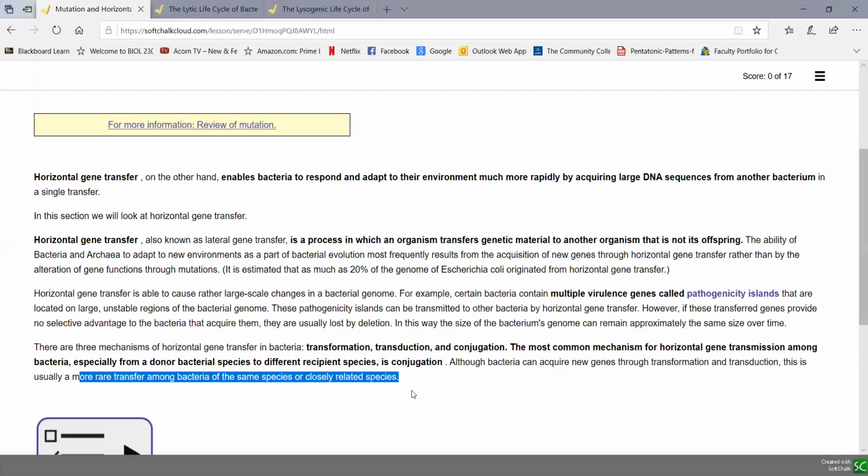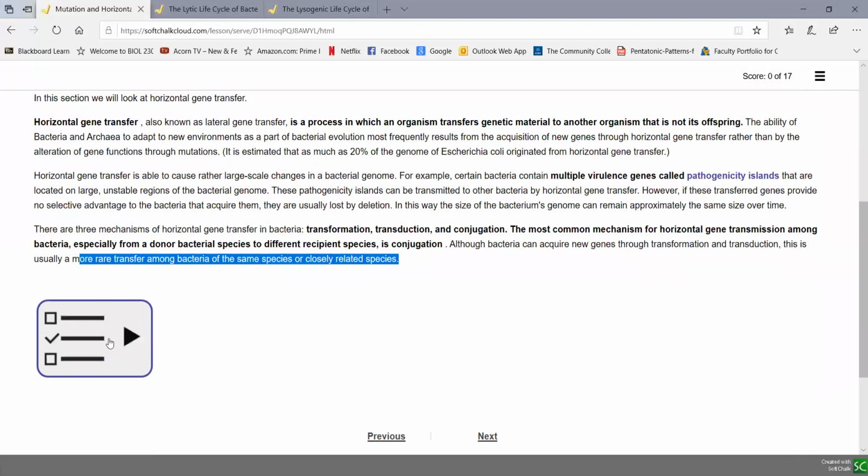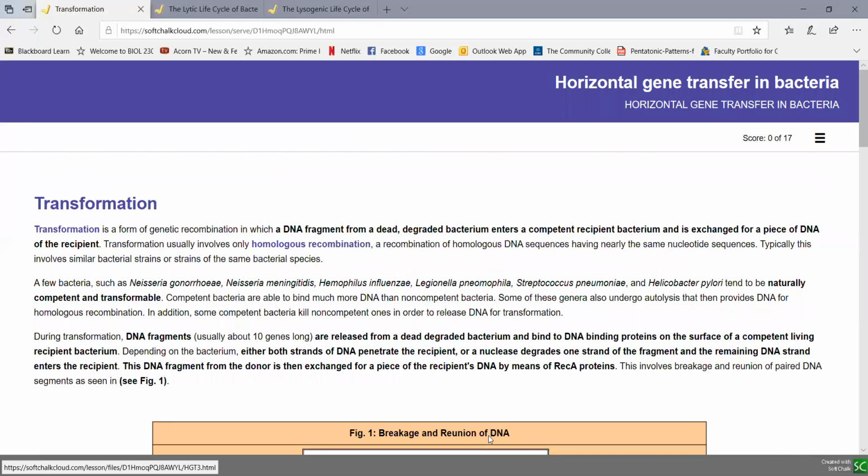Now, we gave you these three terms: transformation, transduction, and conjugation, in the materials you reviewed for your molecular genetics review exam, so you'd at least be familiar with the words when we got here. But now we're going to look at these processes in detail in this SoftChalk lesson. And there's a little self-check you can do on our introduction. So let's start with transformation.